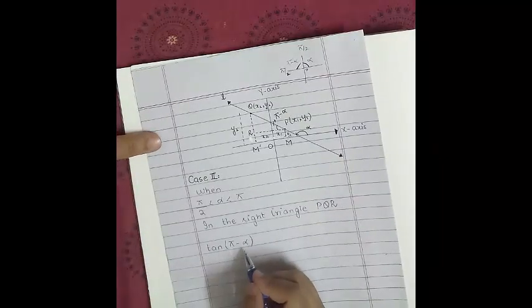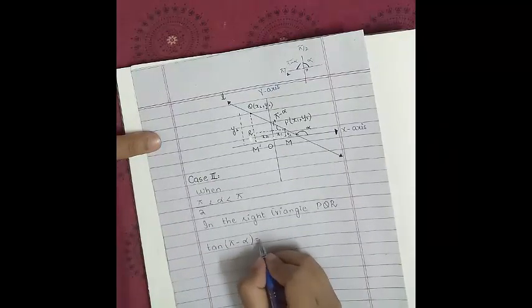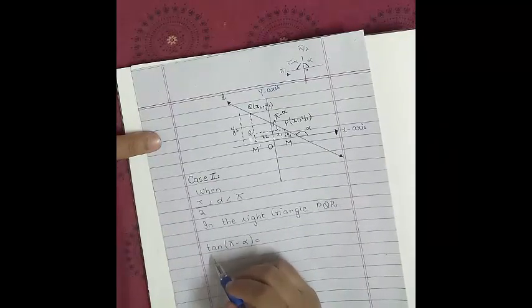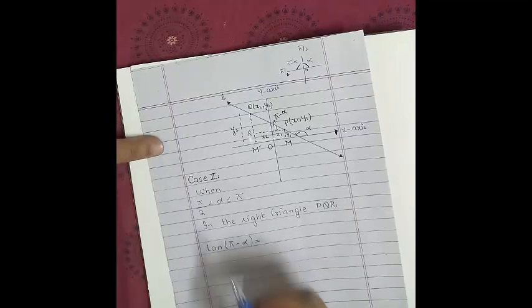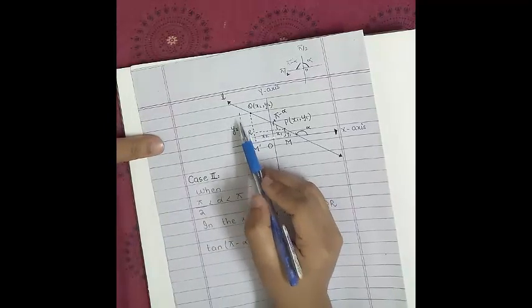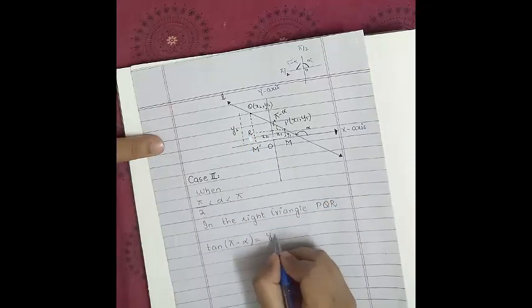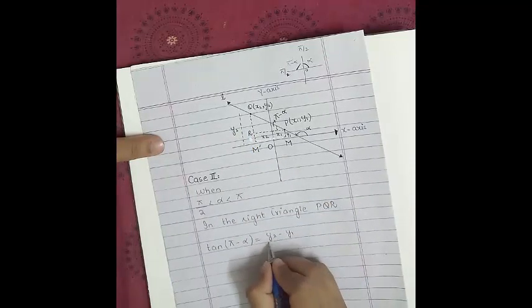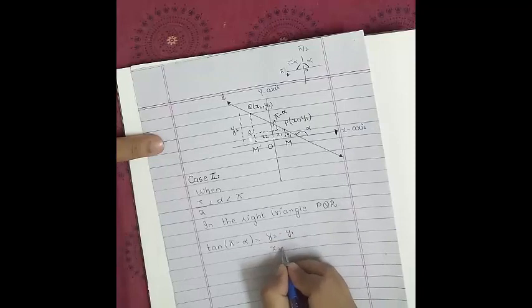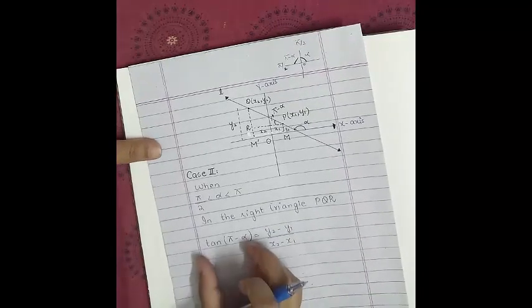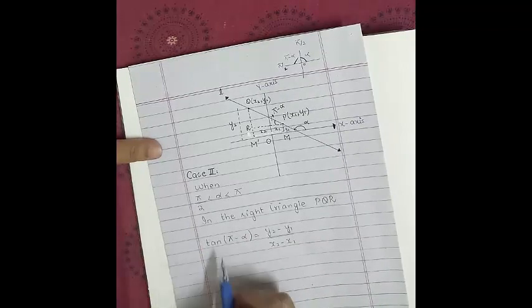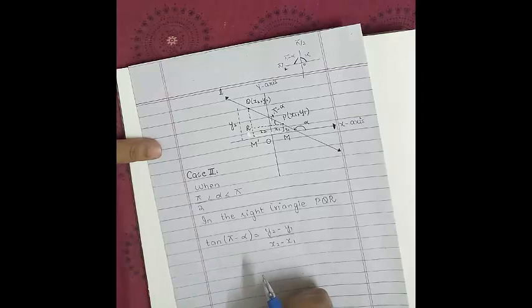Tan pi minus alpha is equal to, the value of tan is equal to perpendicular divided by base. So the value of perpendicular would be the same, y2 minus y1 divided by x2 minus x1. Now we will solve this term. This is tan pi minus alpha.